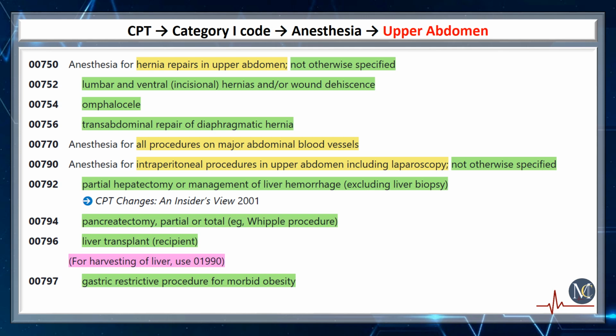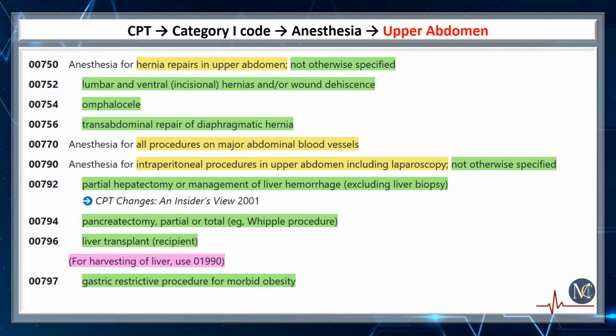Hepatic means liver. Ectomy means removal. Hemorrhage means an escape of blood from a ruptured blood vessel. It means the provider provides anesthesia service for a patient undergoing partial hepatectomy, which is the partial removal of the liver, and undergoing management of liver hemorrhage. This code includes laparoscopy, but it does not include liver biopsy.